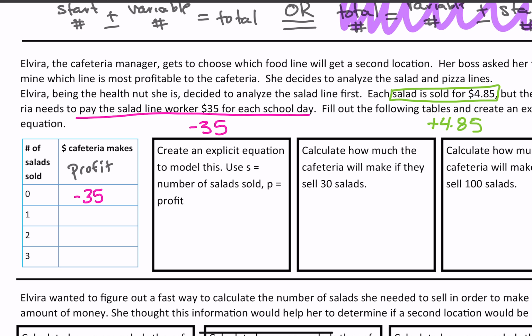But if they sell 1 salad, well, that's where we bring up our common difference again and add that $4.85 to both sides. Gives us negative 30.15 for their profit. If they sell 2 salads, I'm going to add that $4.85 again, which gives us negative 25.30. And if I add that $4.85 again for when they sell 3 salads, that gives us a negative 20.45.